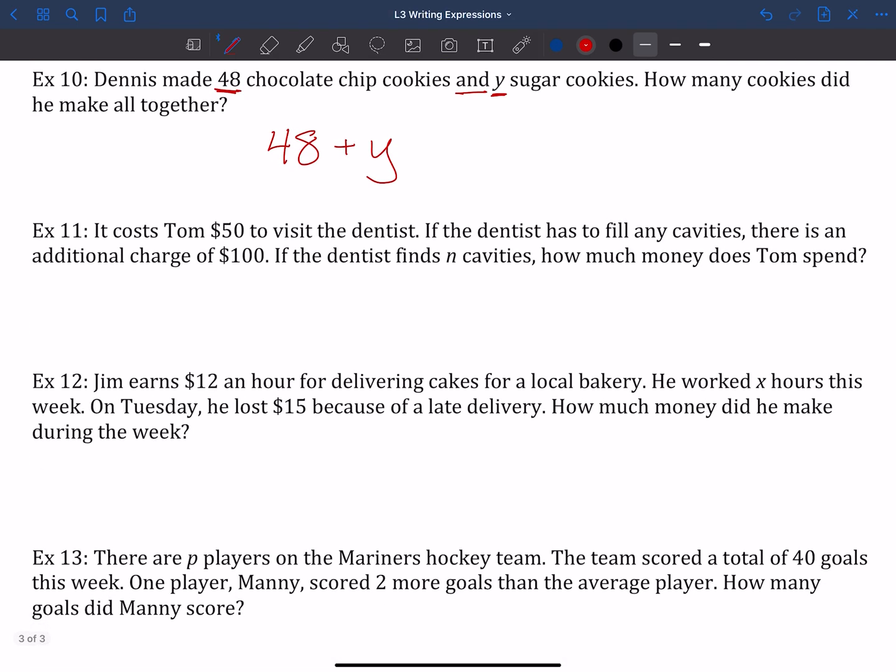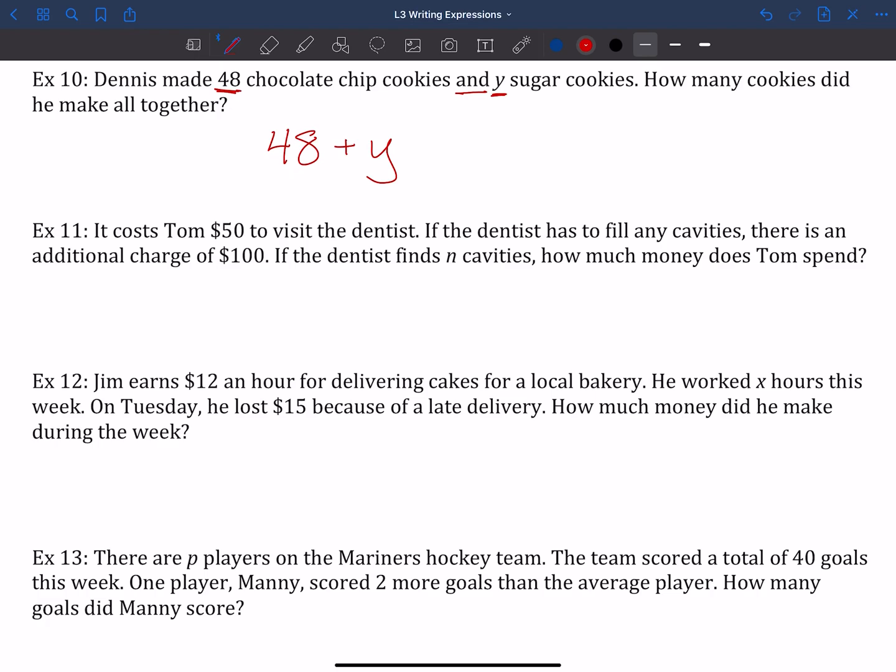Oh man, Mr. Noonan. It costs Mr. Noonan $50 to visit the dentist. If you weren't sure, Mr. Noonan's first name is Thomas. It costs Tom $50 to visit the dentist. If the dentist has to fill any cavities, there is an additional charge of $100. If the dentist finds N cavities, how much money does Tom spend?